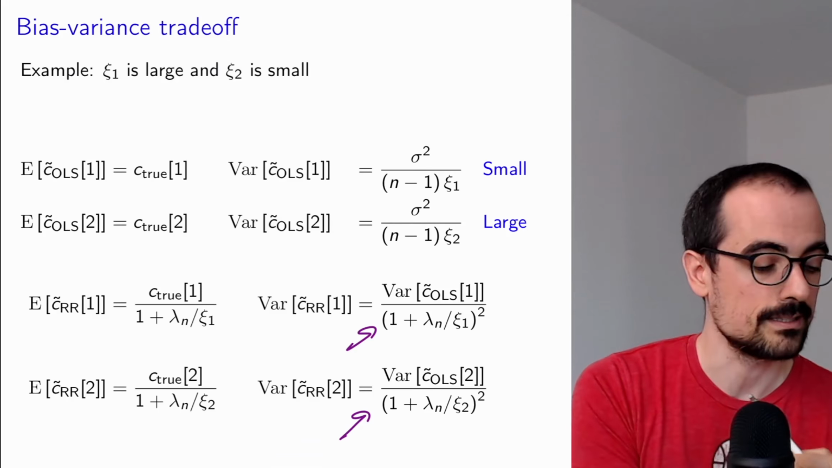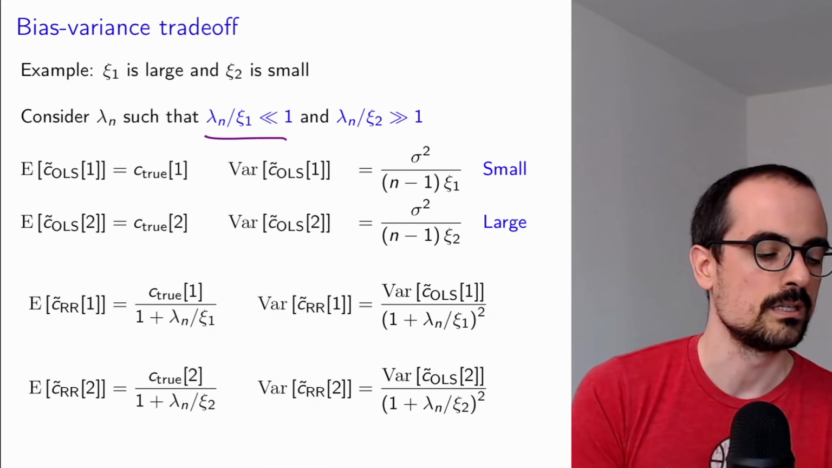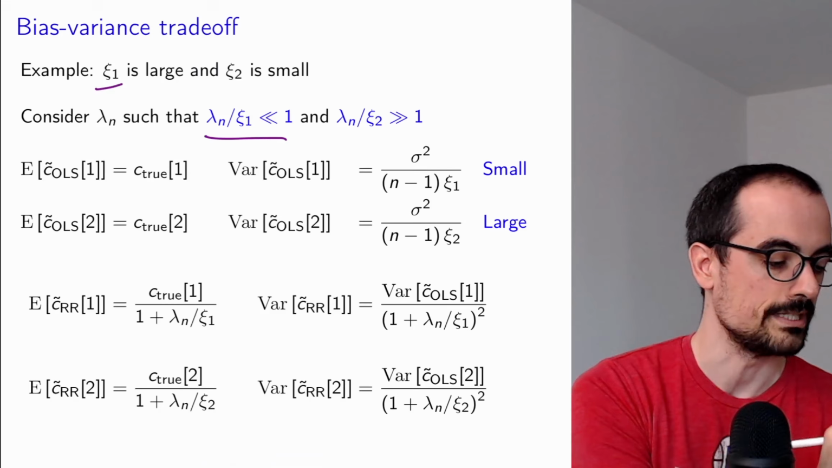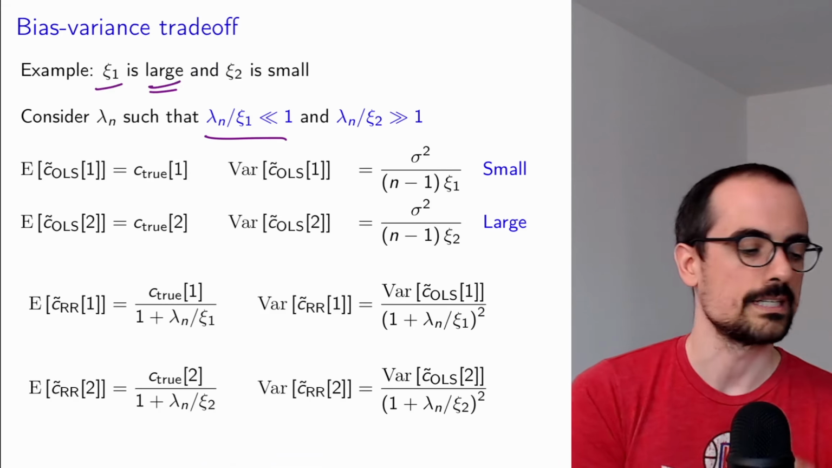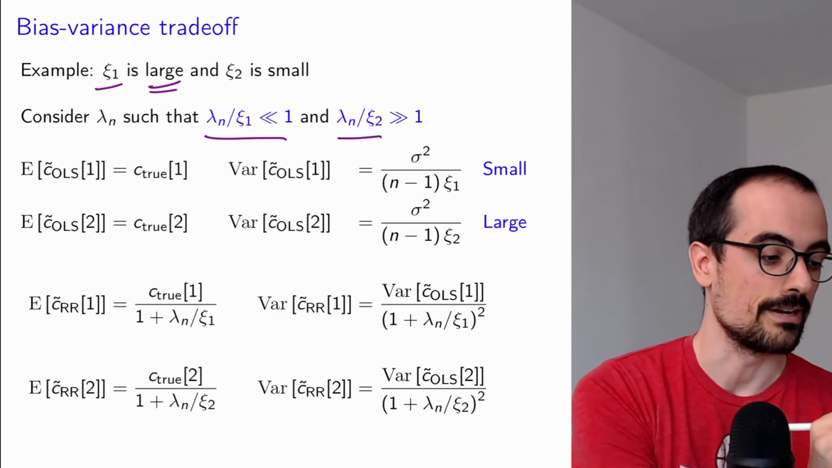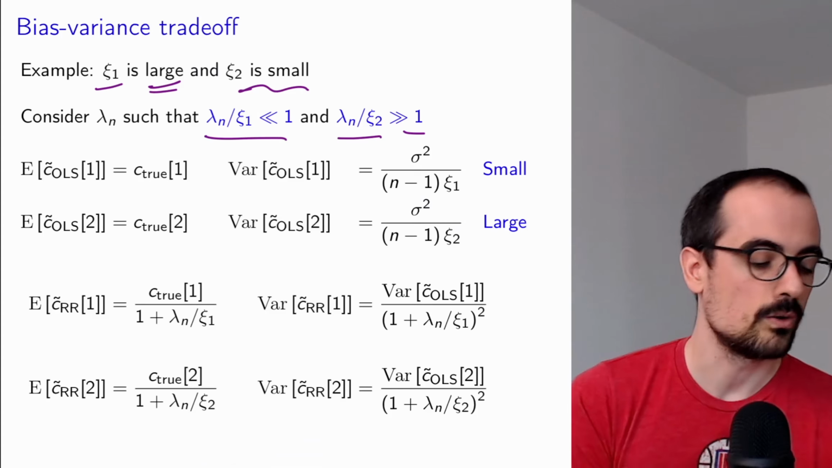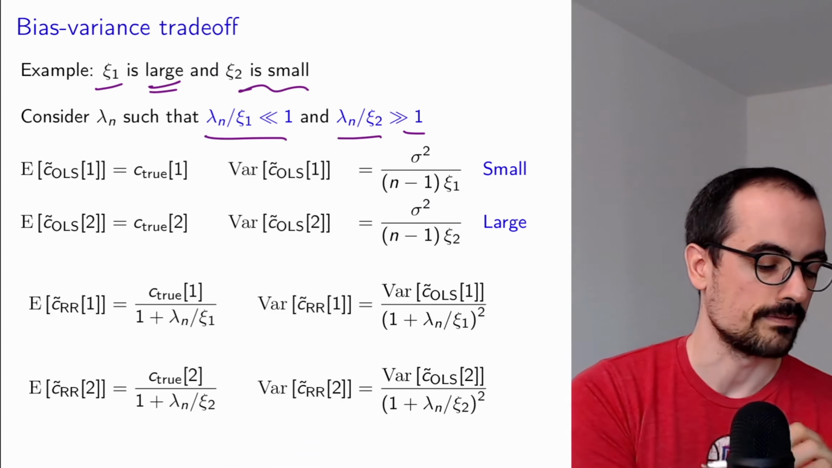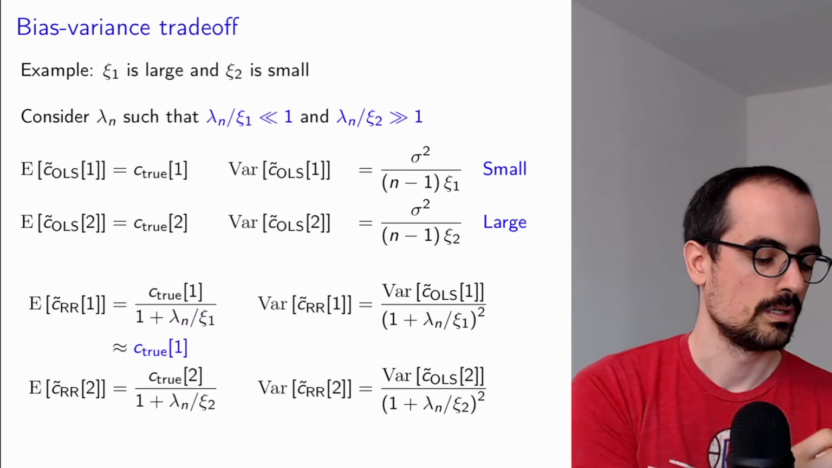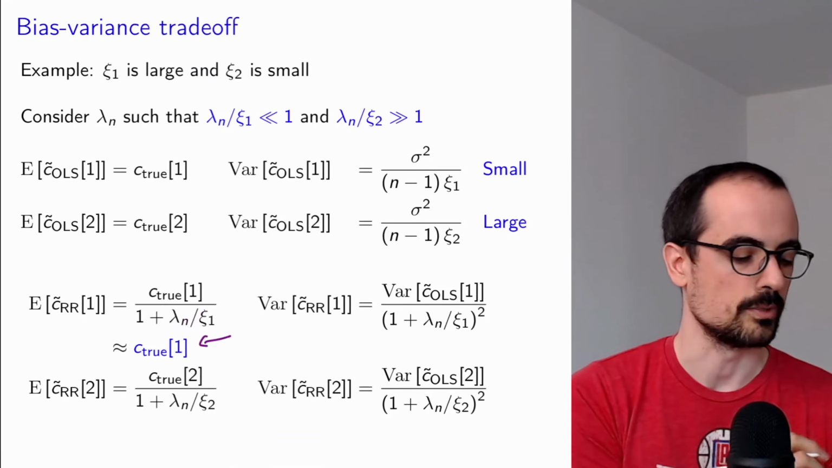Now we're going to choose a lambda such that, exactly as we did in our simple example, lambda divided by the sample variance in the first direction is small, which is possible because that sample variance is large. And we're going to pick a lambda that when divided by the sample variance in the second direction is very large, which is possible because this guy is small. That is great, because now let's see what happens to the bias of the first coefficient. This is small, so boom, nothing happens. It's very similar to the original coefficient. There's very little bias in the first principal direction.